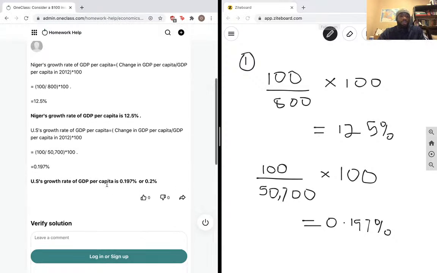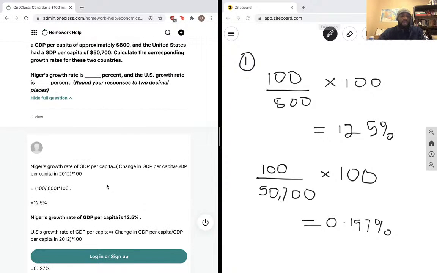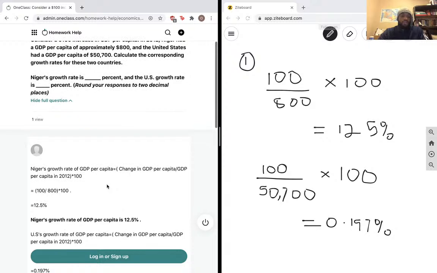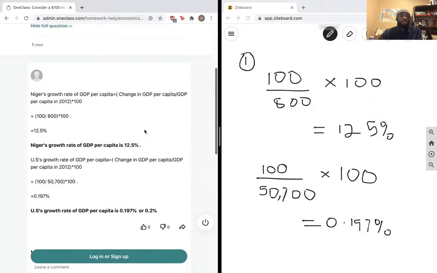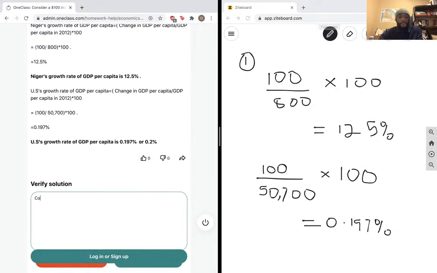And that's correct. So again, just to go over that, the growth rate of GDP per capita equals the change in GDP per capita divided by GDP per capita, in this case in 2012, and you multiply that by 100 to get your percentage amount. So this is correct.